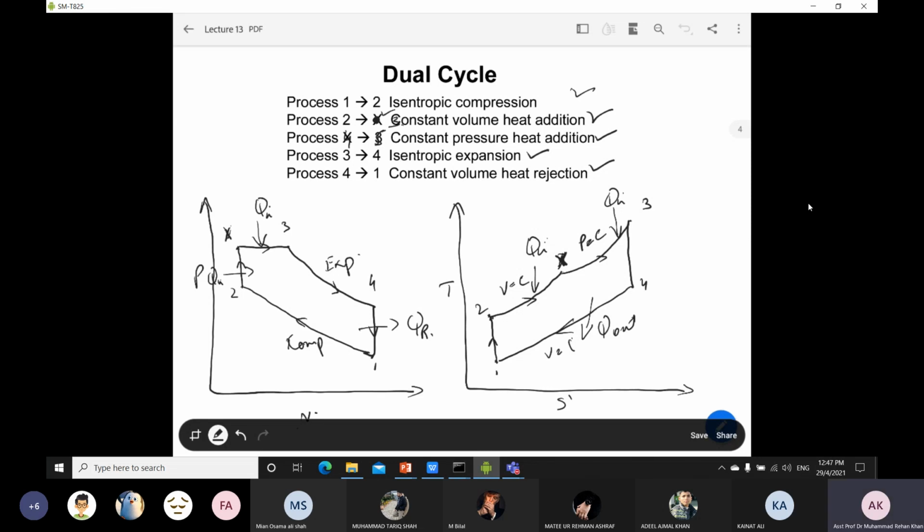Okay, so as we have to analyze this type of dual cycle thermodynamically, in order to do that, we have to develop some equations, which are the efficiency equation, the Q in equation, which is the added heat, and also the Q rejected. So now we will look at how to build the efficiency equation for the dual cycle as well.